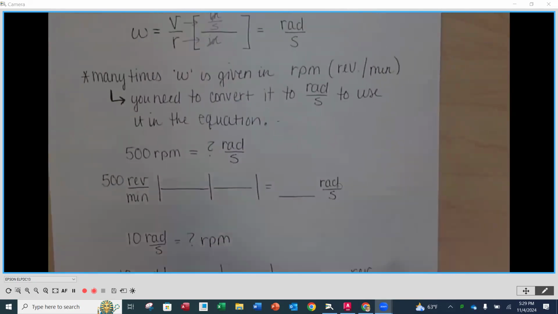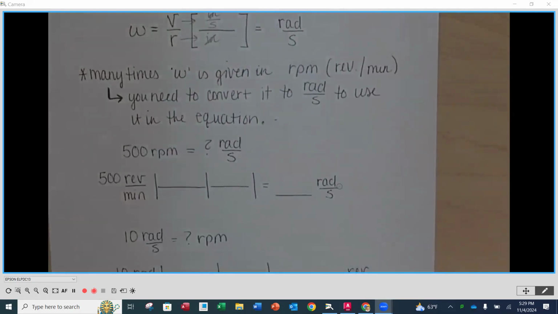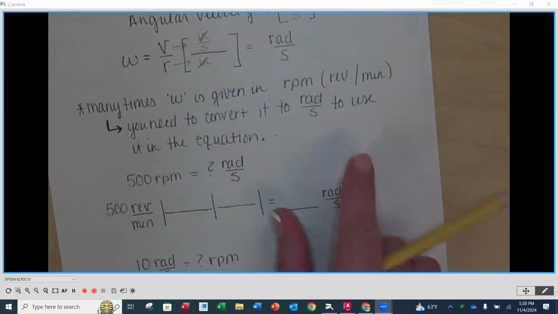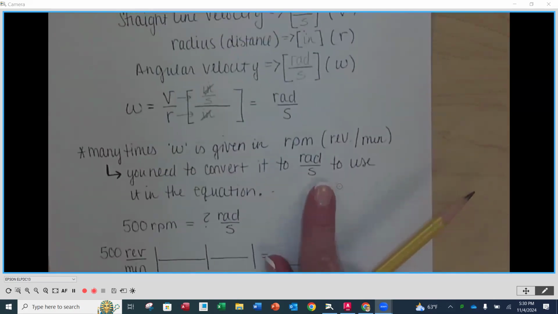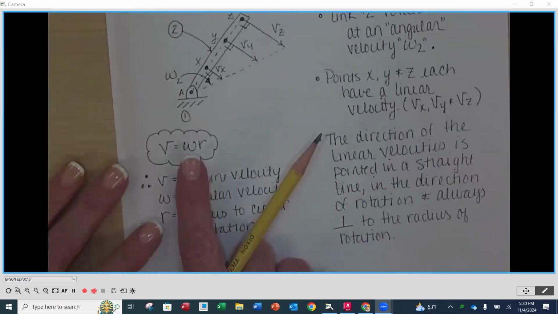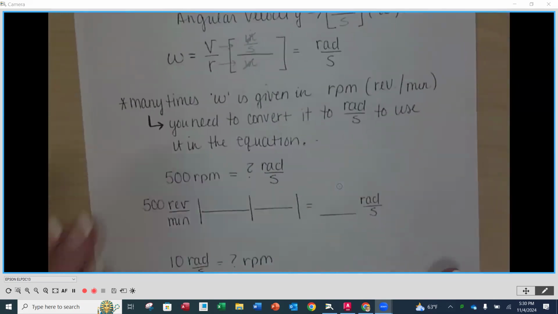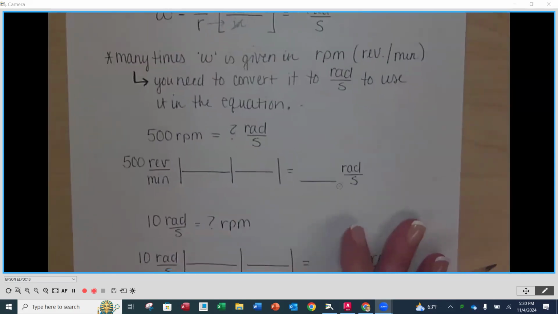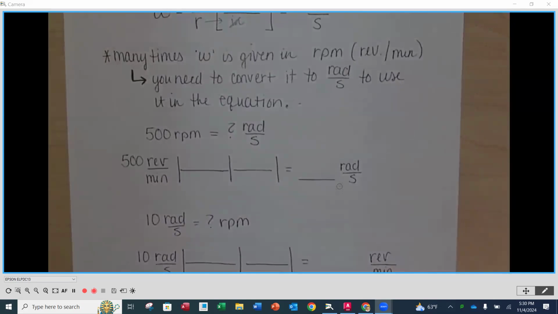Now, when we are using W, in any problems that we're going to be looking at, our W, for instance, on a driver link, is going to be given to us in revolutions per minute. But we can't use that in our equation because we always have to have it in radians per second to be able to use it in an equation like this. So what I want to do here is practice a little bit converting between revolutions per minute and radians per second, and then radians per second to revolutions per minute.